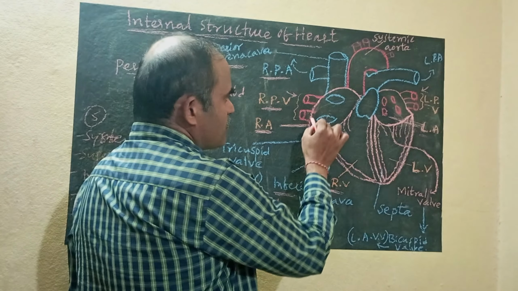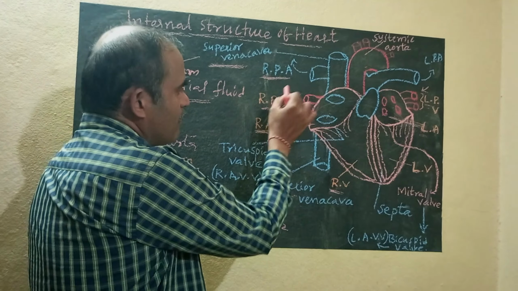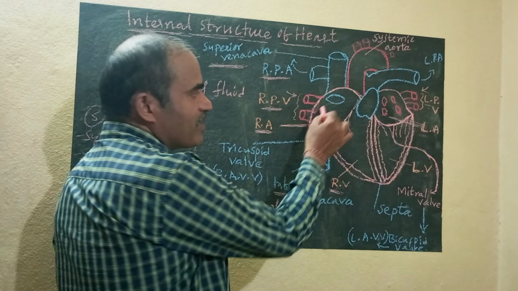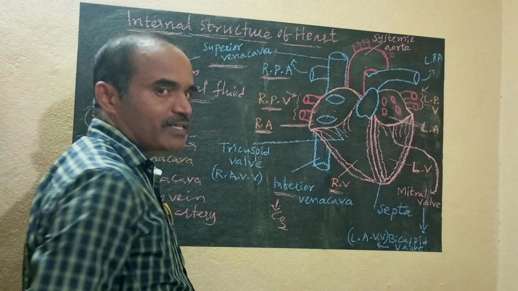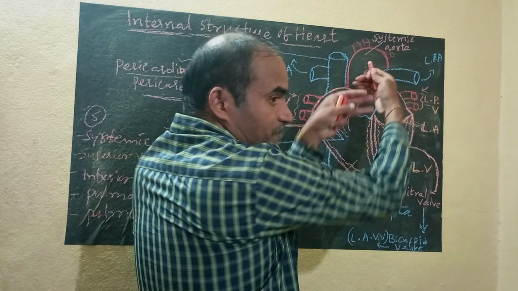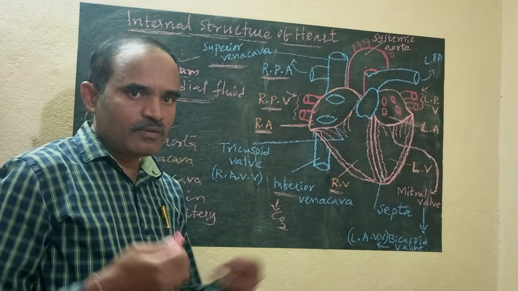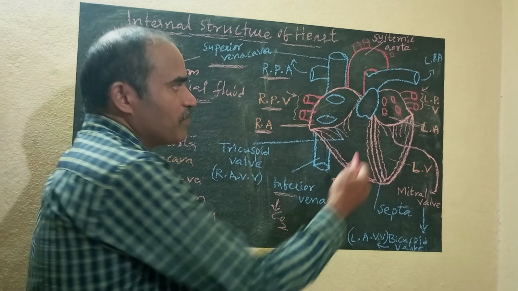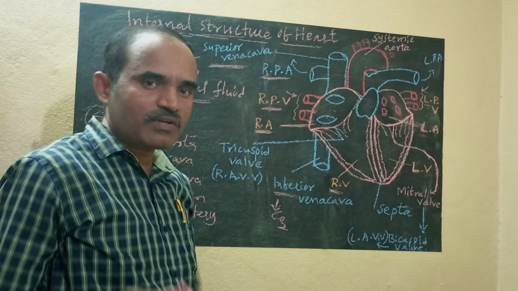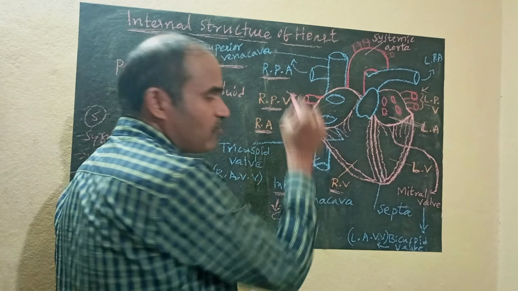So the blood is collected by the superior vena cava and inferior vena cava, which empty their blood into the right atrium, or right auricle. When the upper two chambers contract, moving inwards, the blood flows from the upper two chambers to the lower two chambers through a valve.